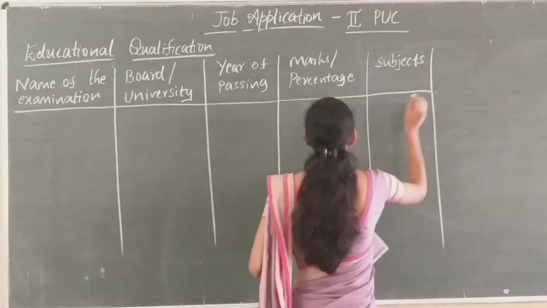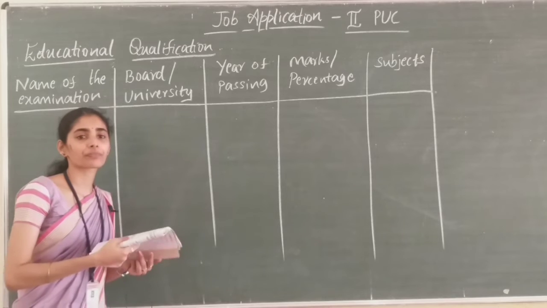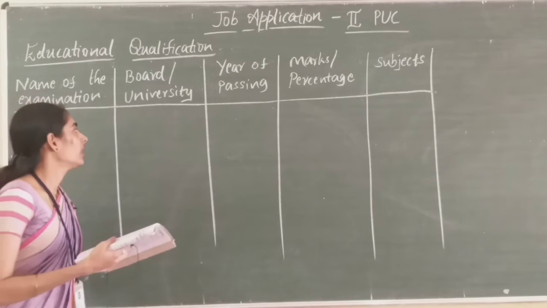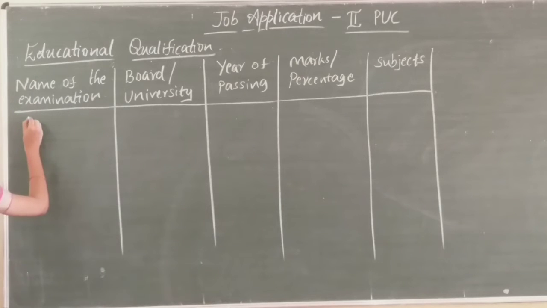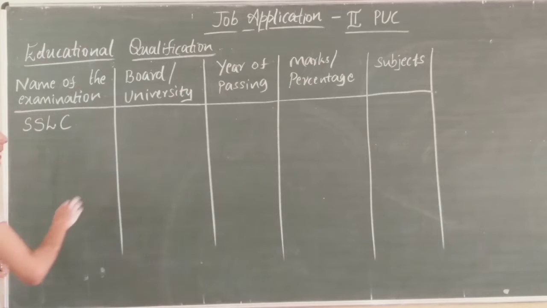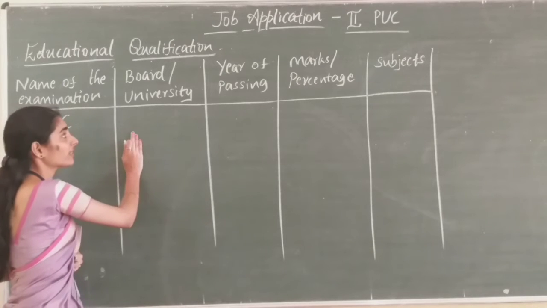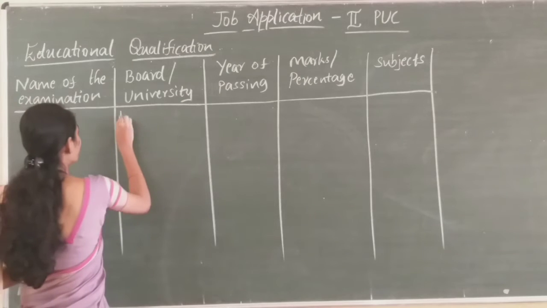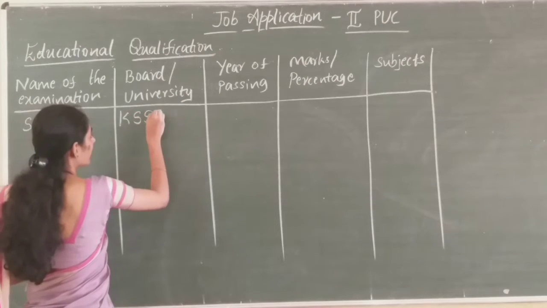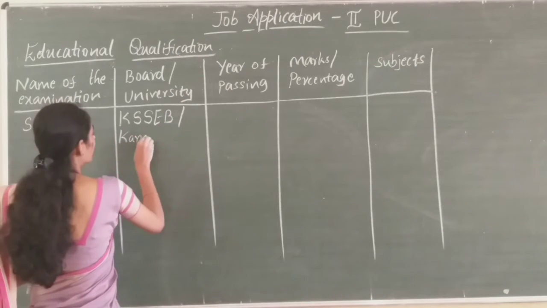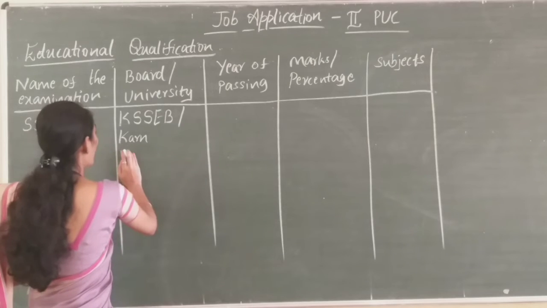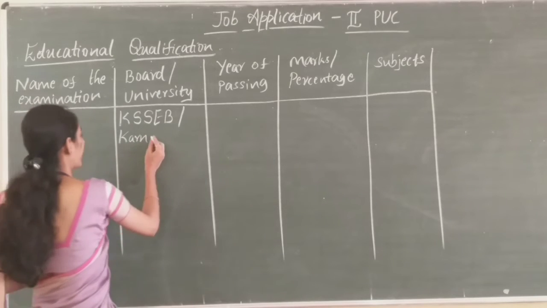What is the qualification required for this post? That is degree. So now, here, first one is name of the examination, which will begin from 10th. So SSLC. And then here, under board, you can write KSSEB or Karnataka board. That is up to you. Whichever you feel easy, just write that.